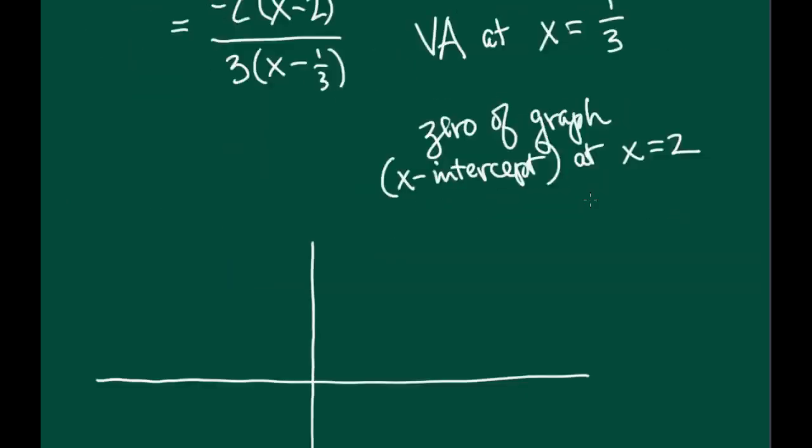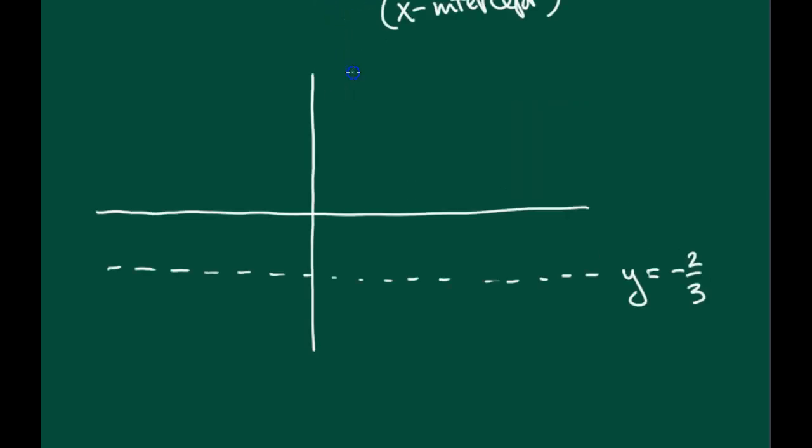Okay, so let's take these facts and start roughing out a graph. Okay, I have a horizontal asymptote at y equals -2/3. I have a vertical asymptote at x equals 1/3. And I have a 0 at x equals 2. So here's my 0 at x equals 2. So that point is (2, 0).